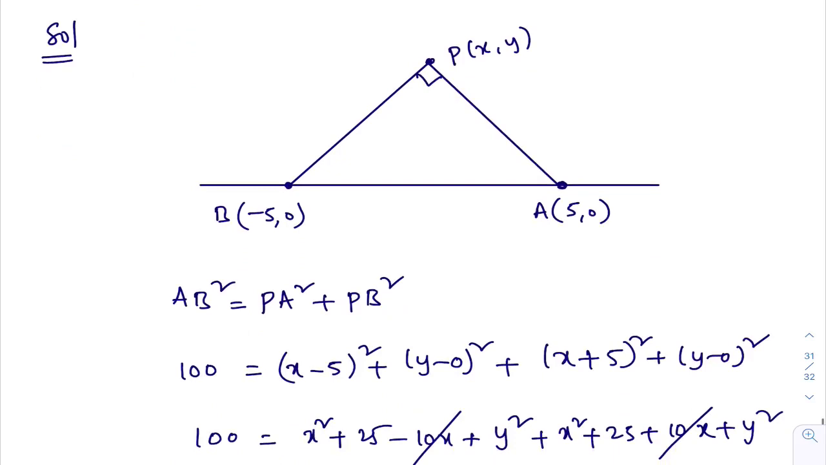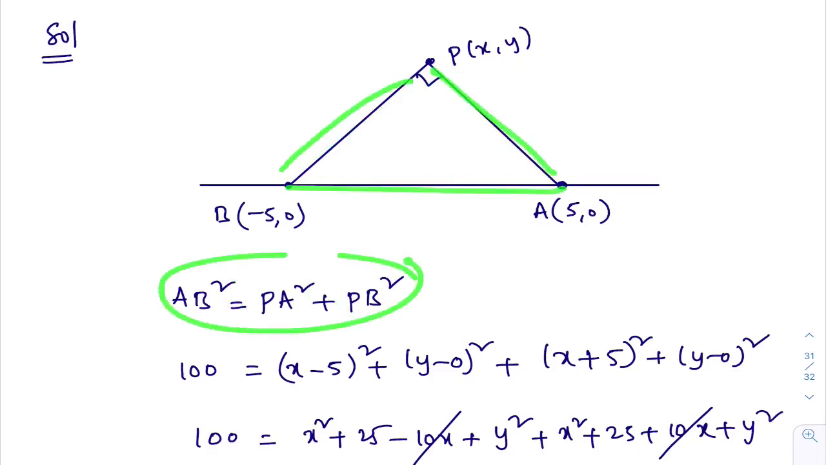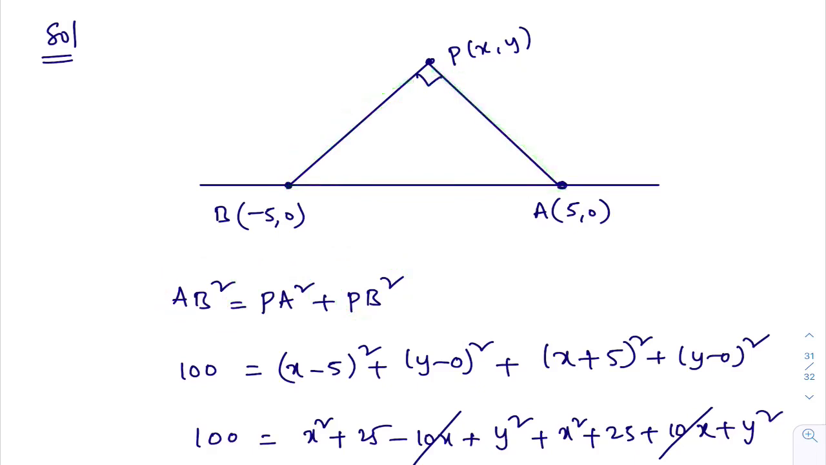Now here you see, as PAB is a right angle triangle, in a right angle triangle, hypotenuse square is the sum of squares of the other two sides. Here AB square is PA square plus PB square. AB, by the distance formula between these 2 points: minus 5 whole square, minus 10 whole square, that is 100. 0 minus 0 is 0. So AB square is 100. No need to write square root here.